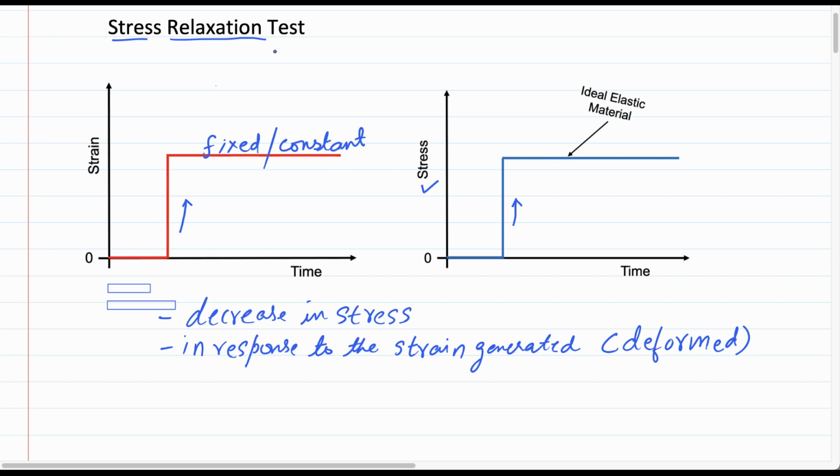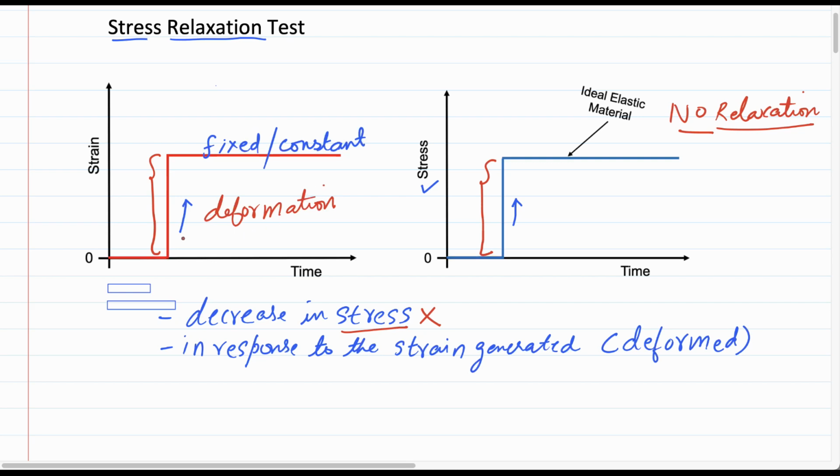And stress relaxation test is understanding the decrease in stress in response to strain generated, and in ideal elastic material there is no relaxation. The stress required to maintain the fixed strain is studied, and we can also see this is the strain that is caused by deformation. So this graph gives the strain that is generated due to the deformation, and this graph gives the stress corresponding to the strain or the deformation.